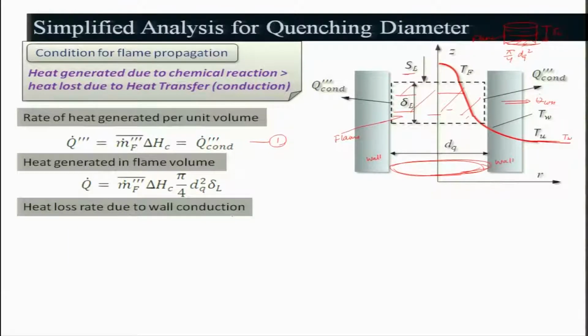So, the heat loss due to the wall conduction, what would it be? It is Q dot conduction equals Kg into dT by dr, into the surface area, pi dq, where pi dq is the perimeter, into dl. That is the surface area.